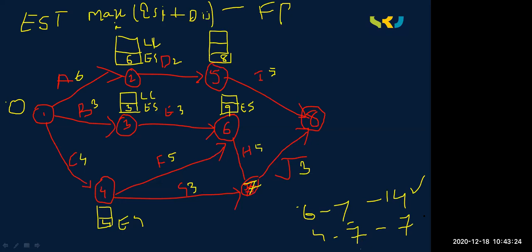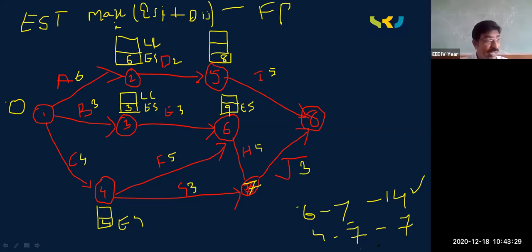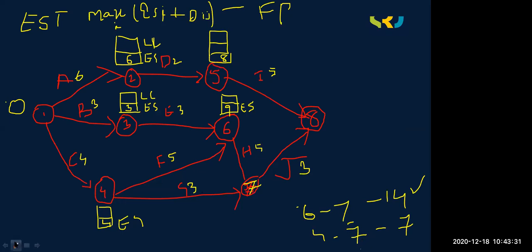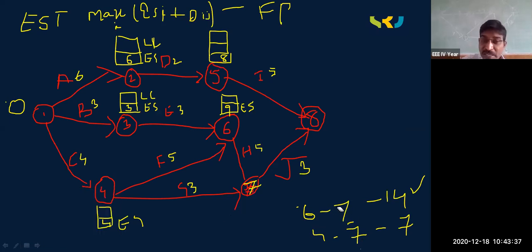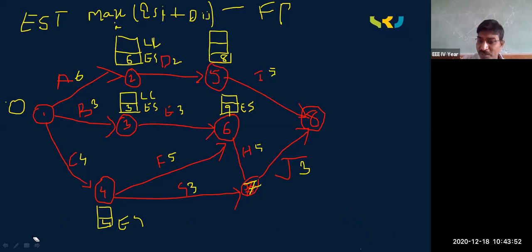14, because we need to take the maximum value as per the formula. Which value do I need to take? Maximum value. So the earliest starting time value of the 7th node is 14. Now you got it. Very easy, friends. If you are there in the class, you will do all the calculations on your own. Very simple.